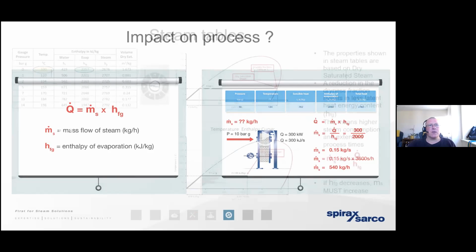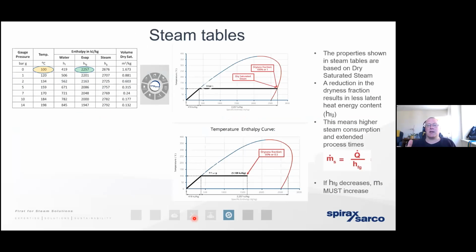So I just want to move forwards and look at the steam tables in a little bit more detail. We mentioned that we want the steam to be as dry as possible. And using the example of dry saturated steam, when it's 100% dry and saturated, it's going to have a dryness value of 1 or 100%. That tells us that it will have a heat content or an energy content of 2,676 kilojoules.